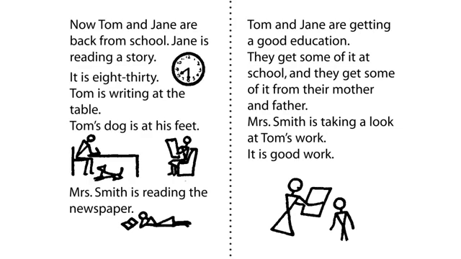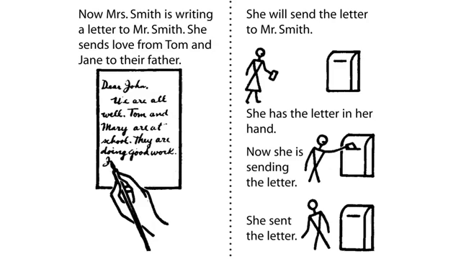Tom's dog is at his feet. Mrs. Smith is reading the newspaper. Tom and Jane are getting a good education. They get some of it at school, and they get some of it from their mother and father. Mrs. Smith is taking a look at Tom's work. It is good work.